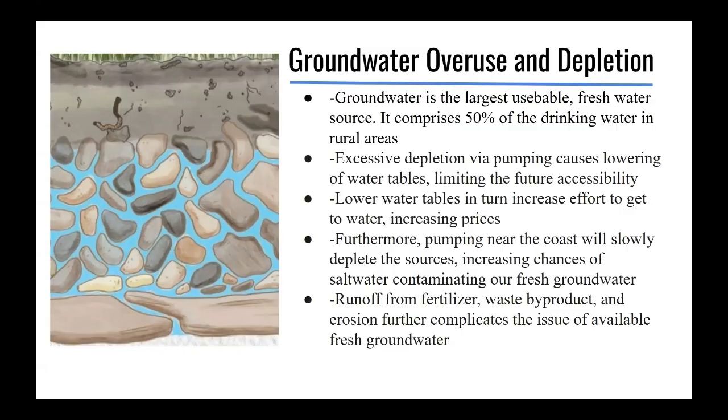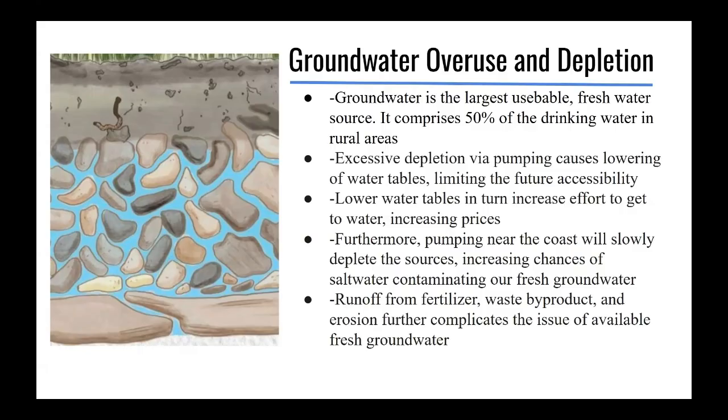You're going to have to pay a lot more money for that water. And pumping near the coast has another side effect: you're increasing the chance of salt water contaminating our fresh groundwater. When you're messing with those underground water tables, you're essentially disturbing the balance, and you could be mixing the salt water with our fresh water. But that becomes more prominent if you're overusing it.